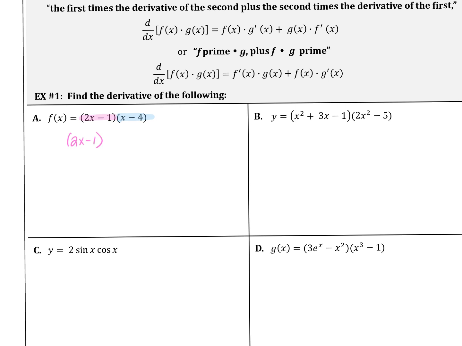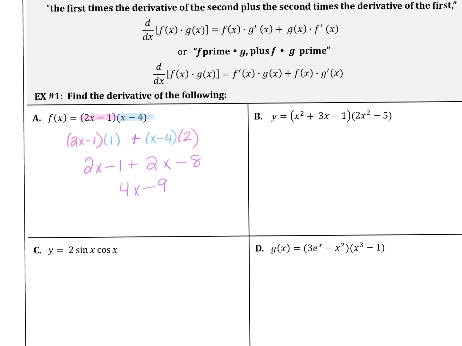Okay, so what's the derivative of x? 1. What's the derivative of 4? 0. Okay, and then you add the second function, which is x minus 4, times the derivative of the first function, the pink one. So what's the derivative of 2x? Yeah, it's 2. Okay, so then now we have 2x minus 1 plus 2x minus 8, so 4x minus 9 is our derivative. Well, why? That's the answer. Now, the 1 and 2 again?